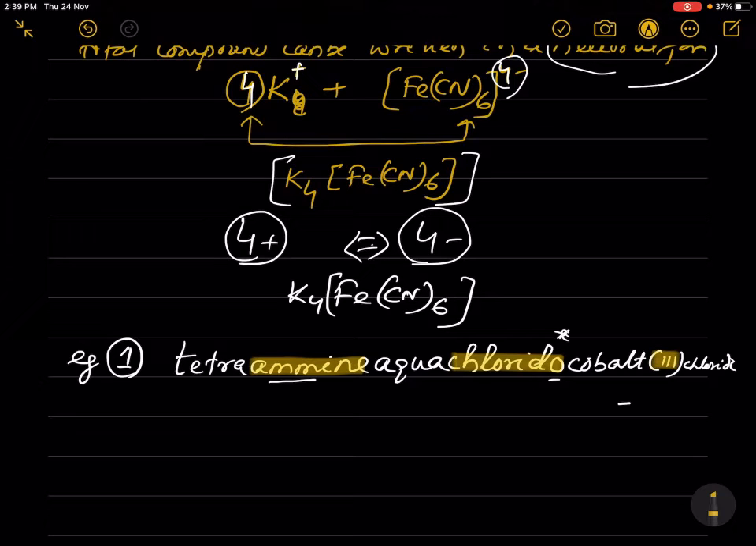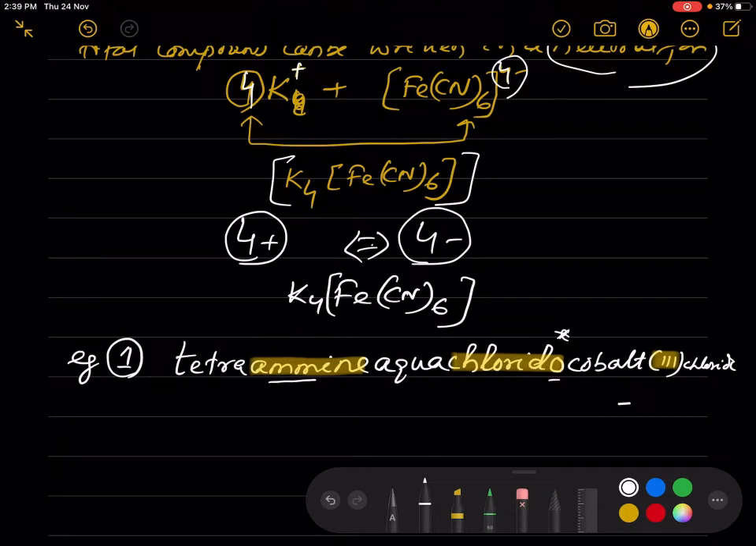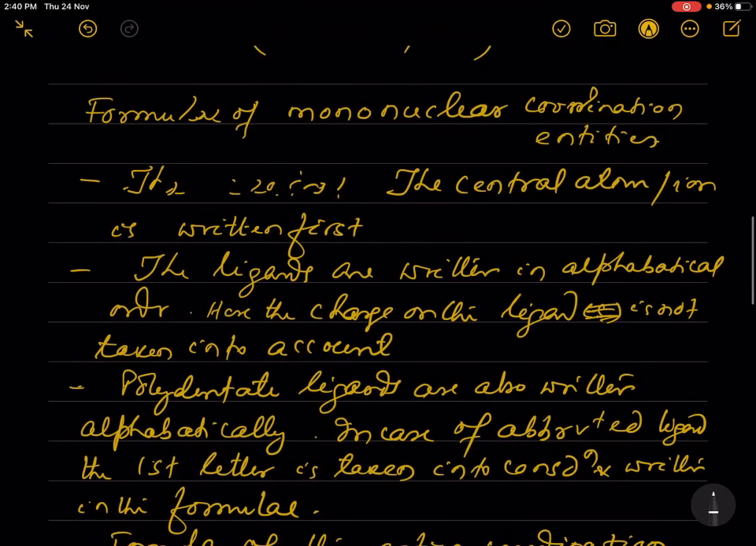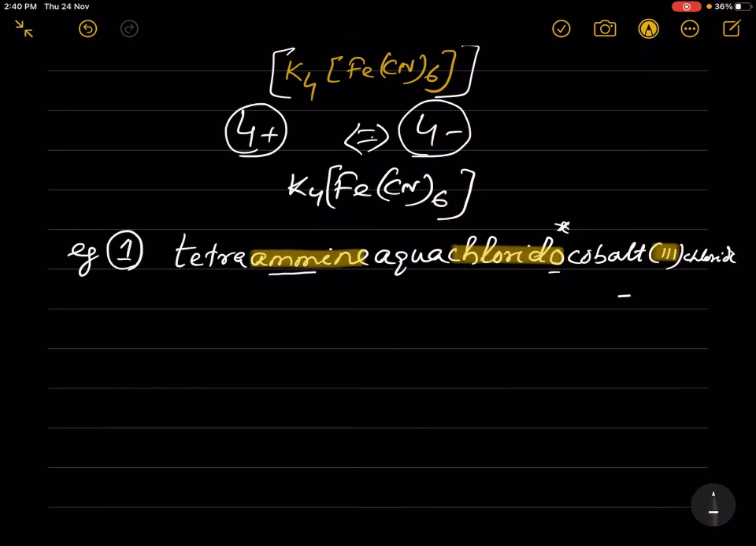This is the name of a complex compound, and we have to write the formula of the complex compound. You see how to write. Rule number 1: the central atom or ion is written first. So here the central atom is cobalt.